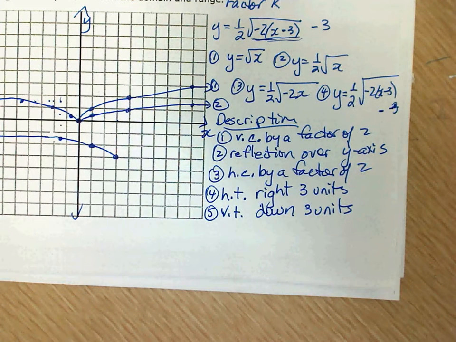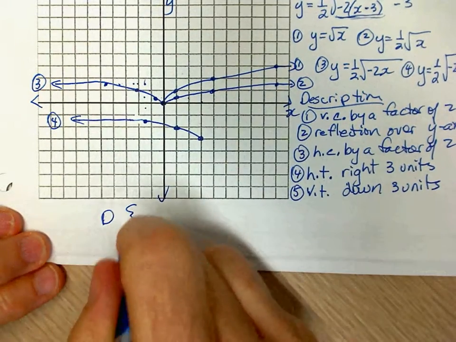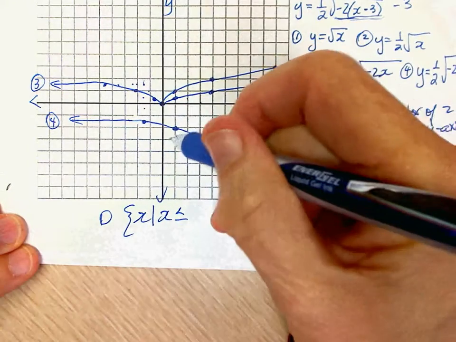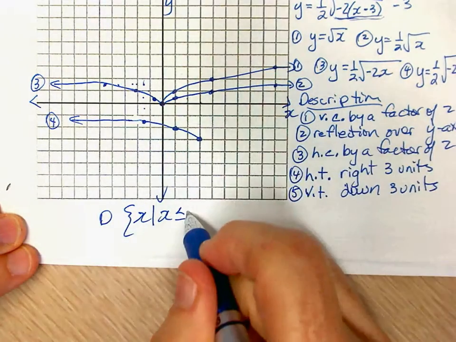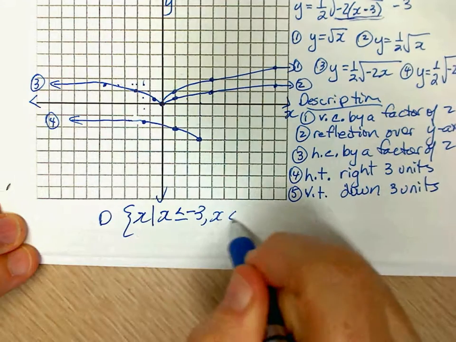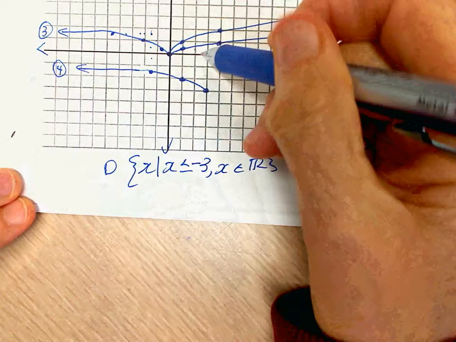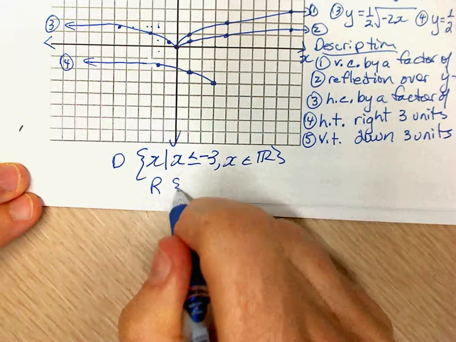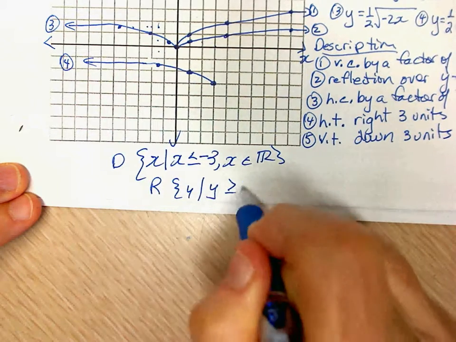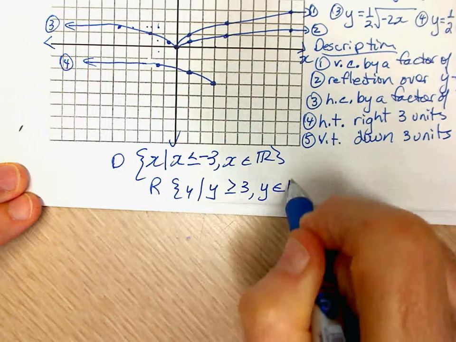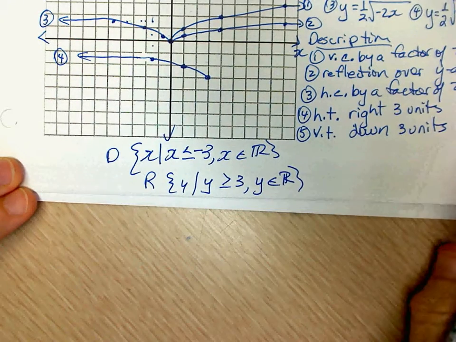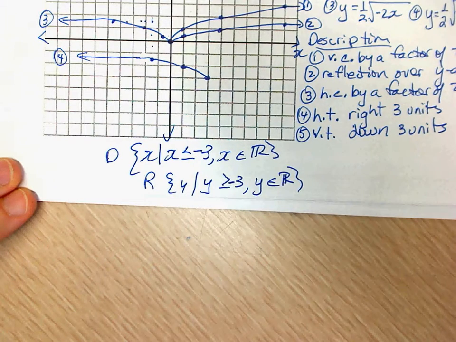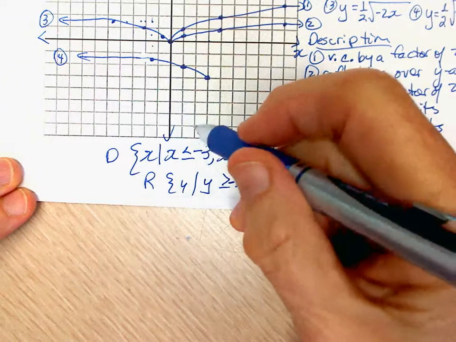Domain and range. Domain: x such that x is less than or equal to 1, 2, 3, right? Negative 3. X is an element of real numbers. And this is y such that y is greater than or equal to negative 3, right? Oh, that should be positive, right? Thank you.